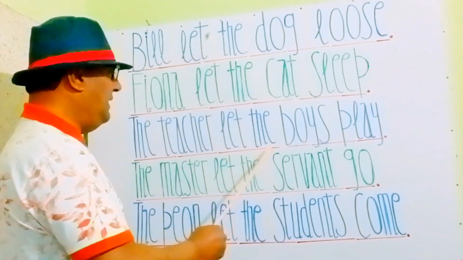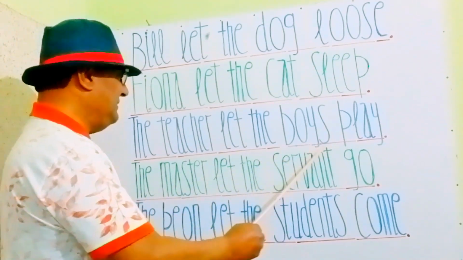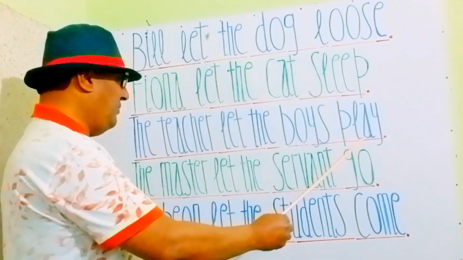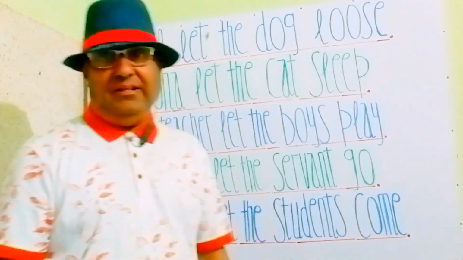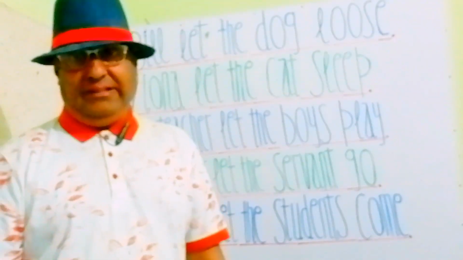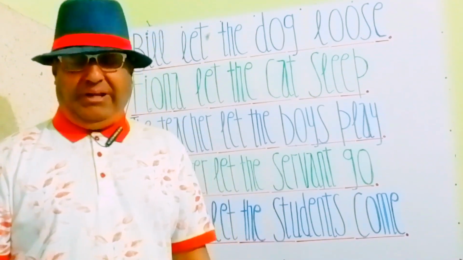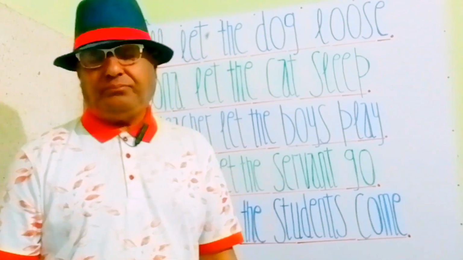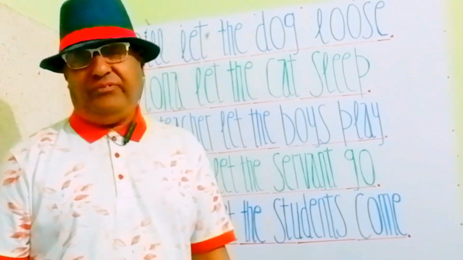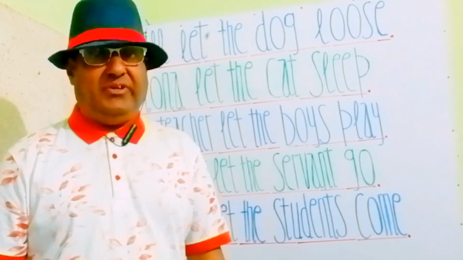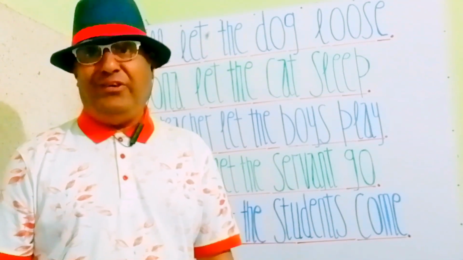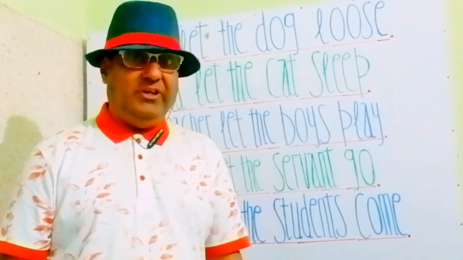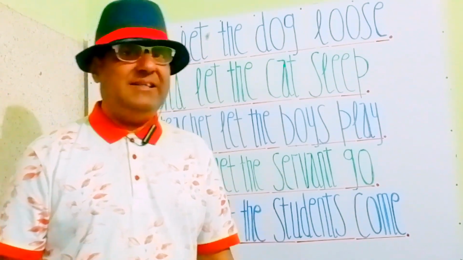So the teacher let the boys play. Mallam ne ladkon ko khelne diya. Ustad ne ladkon ko khelne diya. The let is used as a causative verb and it indicates that it's giving permission. It's allowing the boys to play. So here you see the beautifully let is used in speaking. Let's see the next statement.